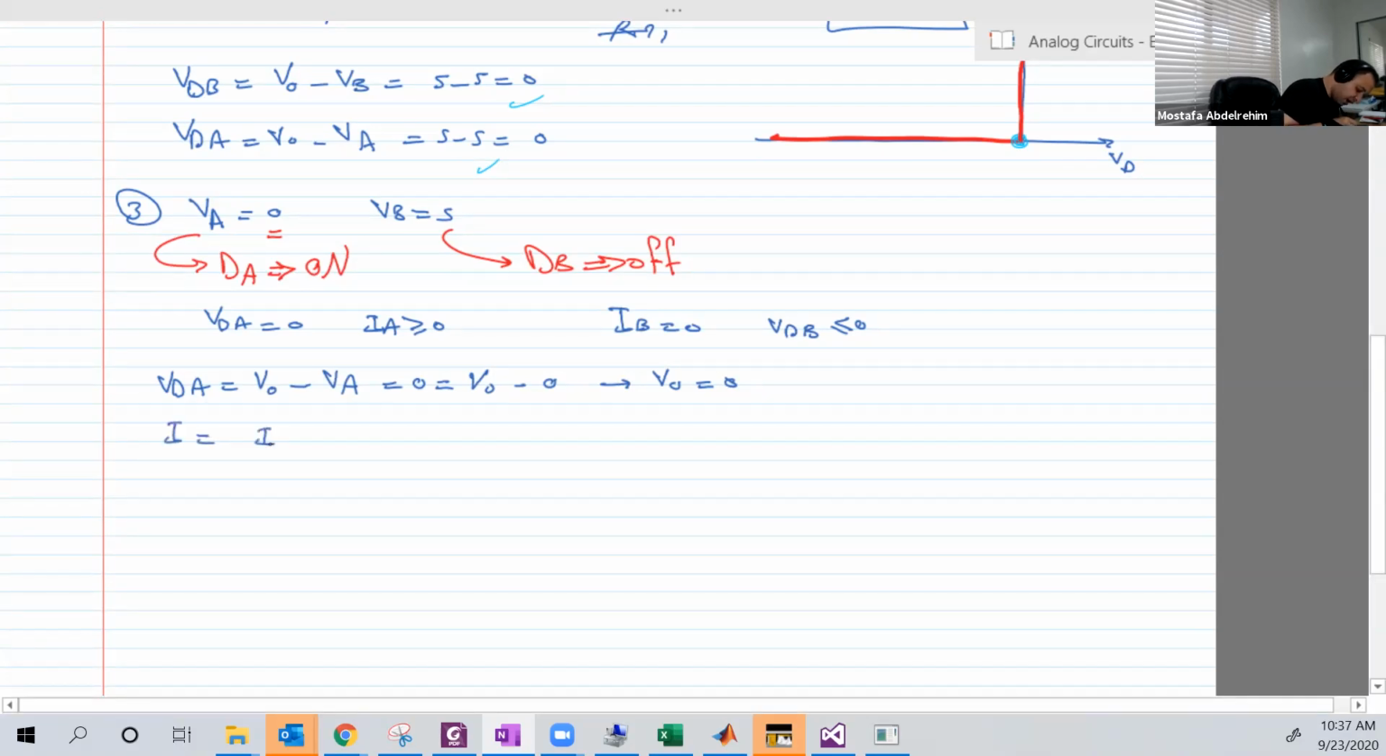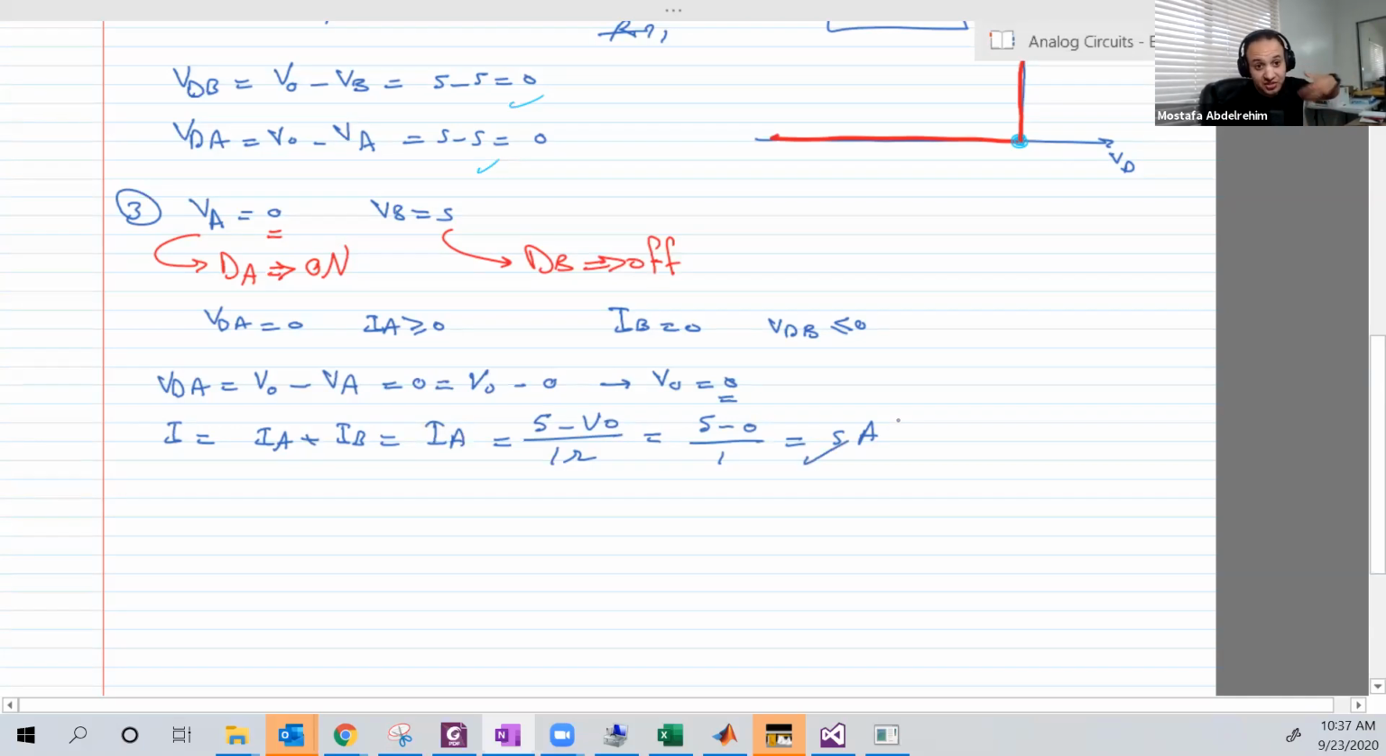I is equal to IA plus IB. IB is 0 based on our assumption, so that equals only IA. And I is equal to 5 minus VO over 1 ohm, and VO is equal to 0. We just got it now. So it's equal to 5 amps, equal to IA. And that's the first check that, yes, the current for the diode that we assumed on is positive. That's very good. Now let's check for the other diode.